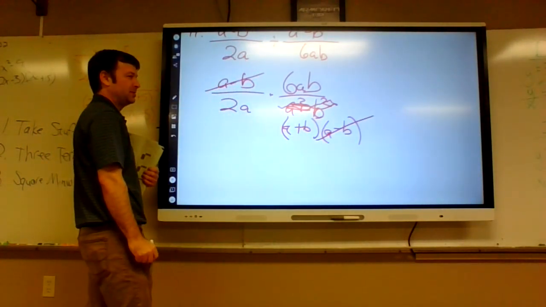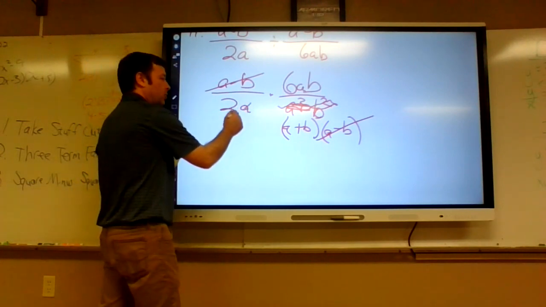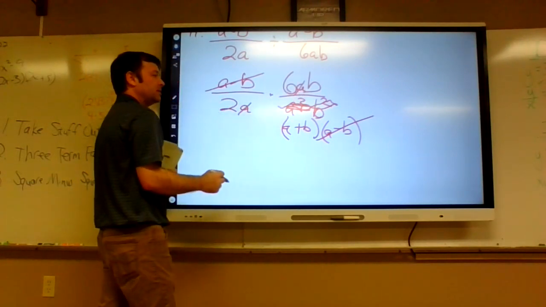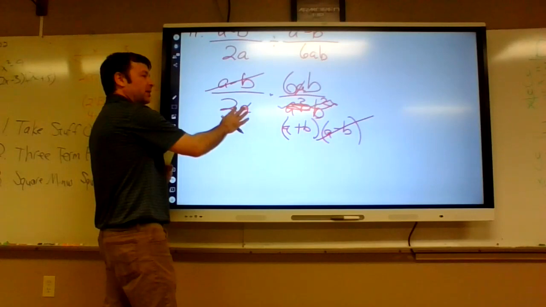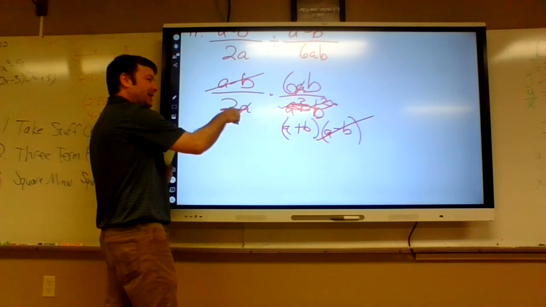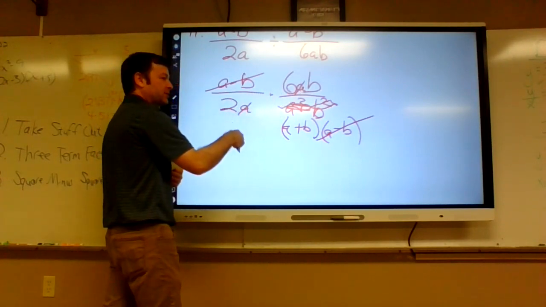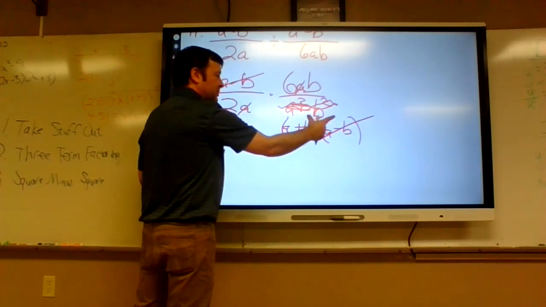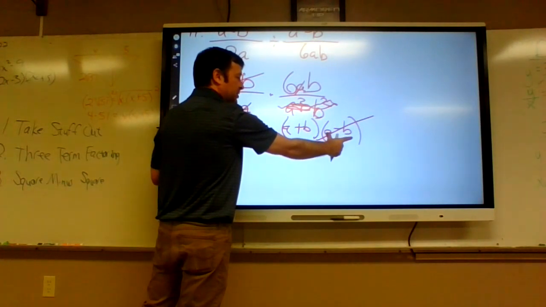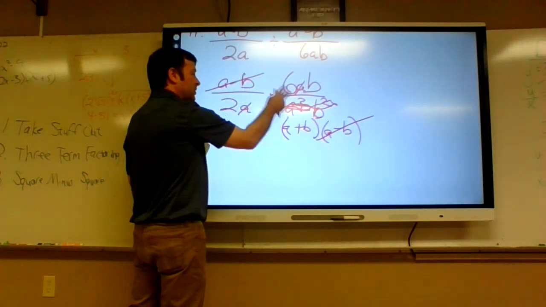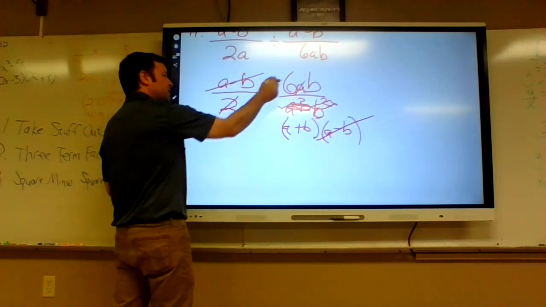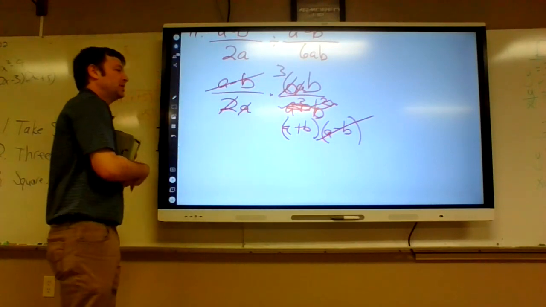Anything else? 2a, and you can take this. Okay, I'm gonna explain this one more time. The reason these a's can cross out is because they are multiplied things, and divide and multiply cancel out. Because this means 2 times a. So these are free to be canceled out. This is a minus b times a plus b. A minus b is multiplied to this. So anyway, 2 and 6 reduced to 3 and 1.